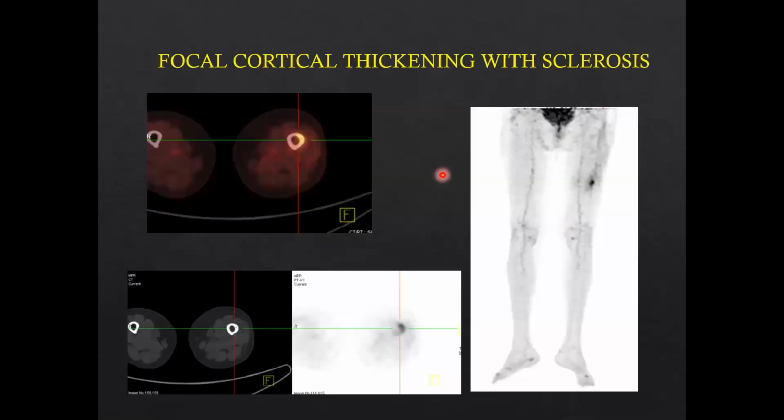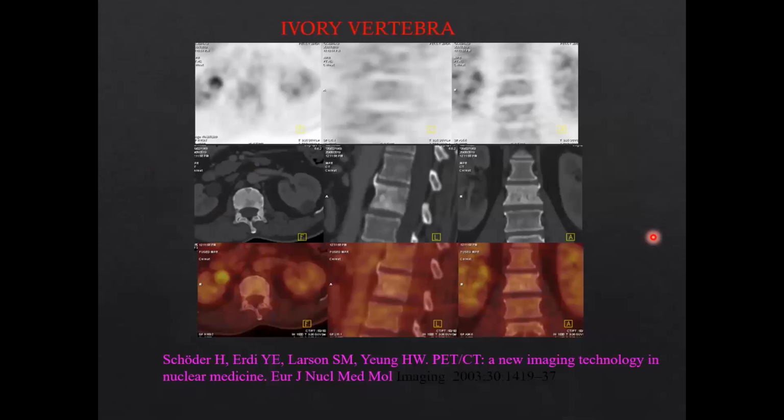So coming to focal cortical thickening with sclerosis. This is a focal area of cortical thickening which shows uptake in the lateral aspect, and this is consistent with the focal area. The rest of the bones and the rest of the soft tissues are absolutely normal. This is a case of ivory vertebra here which does not show any significant uptake in the bone, but the cause of ivory vertebra is important here to identify how the uptake is seen.